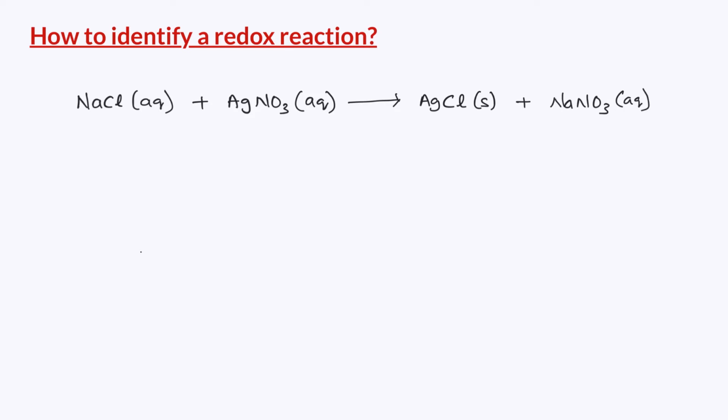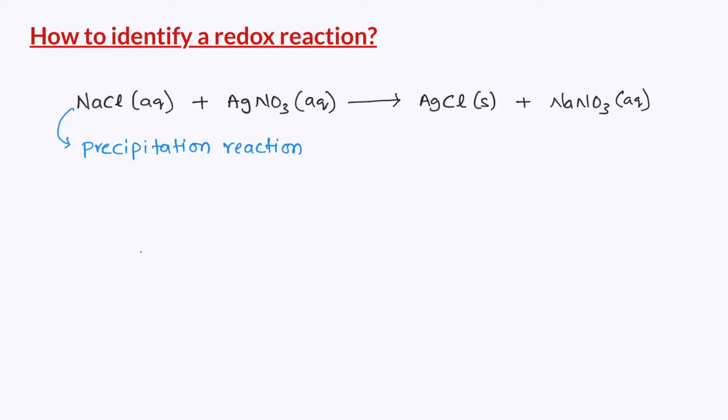What type of reaction is this? Aqueous silver nitrate reacts with aqueous sodium chloride to form solid AgCl and aqueous sodium nitrate. This is an example of a precipitation reaction. And how do we know that? Because, according to the definition, a precipitation reaction is a reaction in which two soluble salt solutions combine to form an insoluble precipitate. And that is what we are seeing in the above equation.